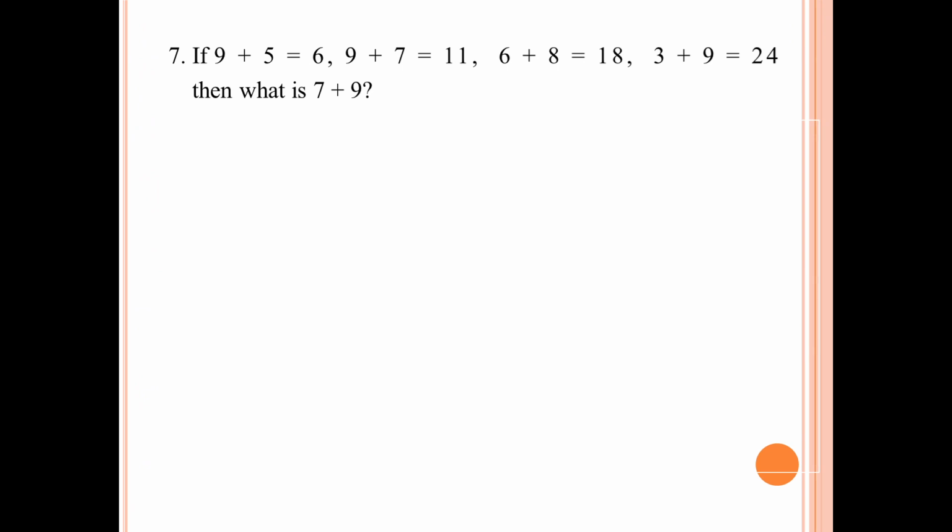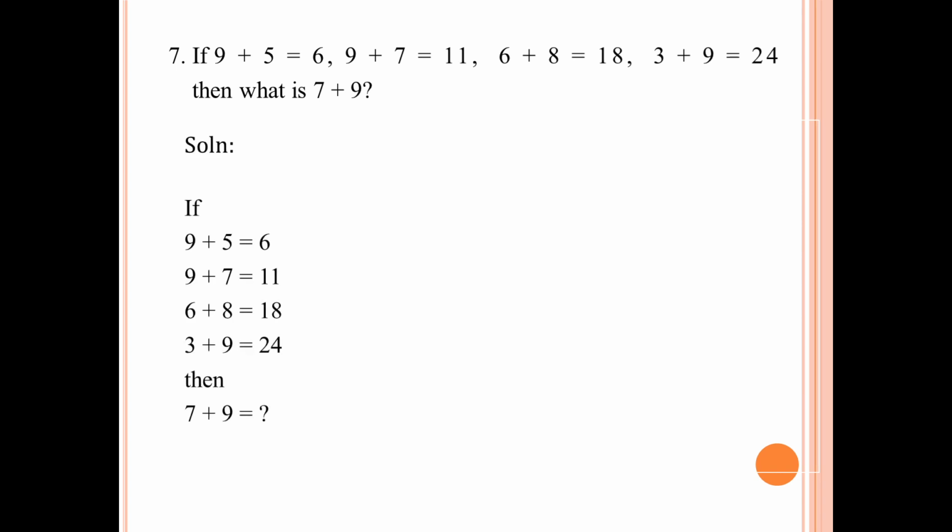Okay, so let us have the number 7. If 9 plus 5 equals 6, 9 plus 7 equals 11, 6 plus 8 equals 18, 3 plus 9 equals 24, then what is 7 plus 9? So again, be careful. It is an if-then statement, which means conditional. It is only true in this problem because we know 9 plus 5 is not 6, rather it is 14. But in this case, if-then, it's only true in this problem.